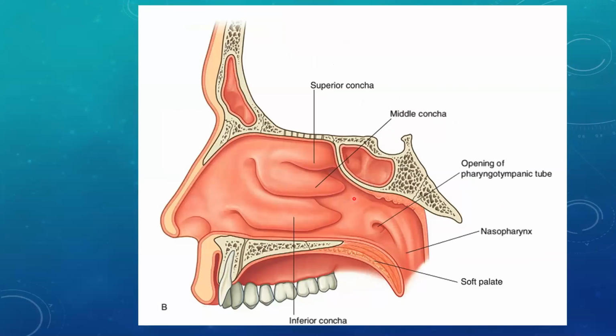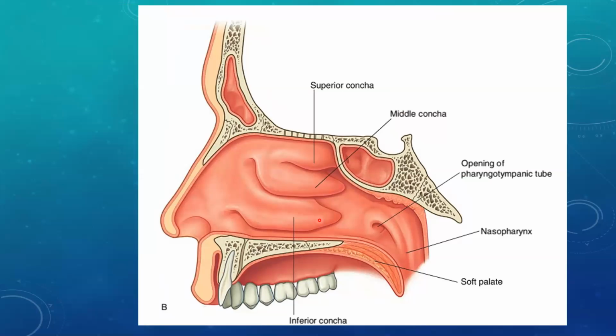Now this one was bony. The first slide was bony structures. Now this is covered, obviously, by nasal mucosa and mucous membrane. So you can see this is covered by mucosa. In this figure, you can see this is the superior concha. This is the middle concha, and this is the inferior concha.